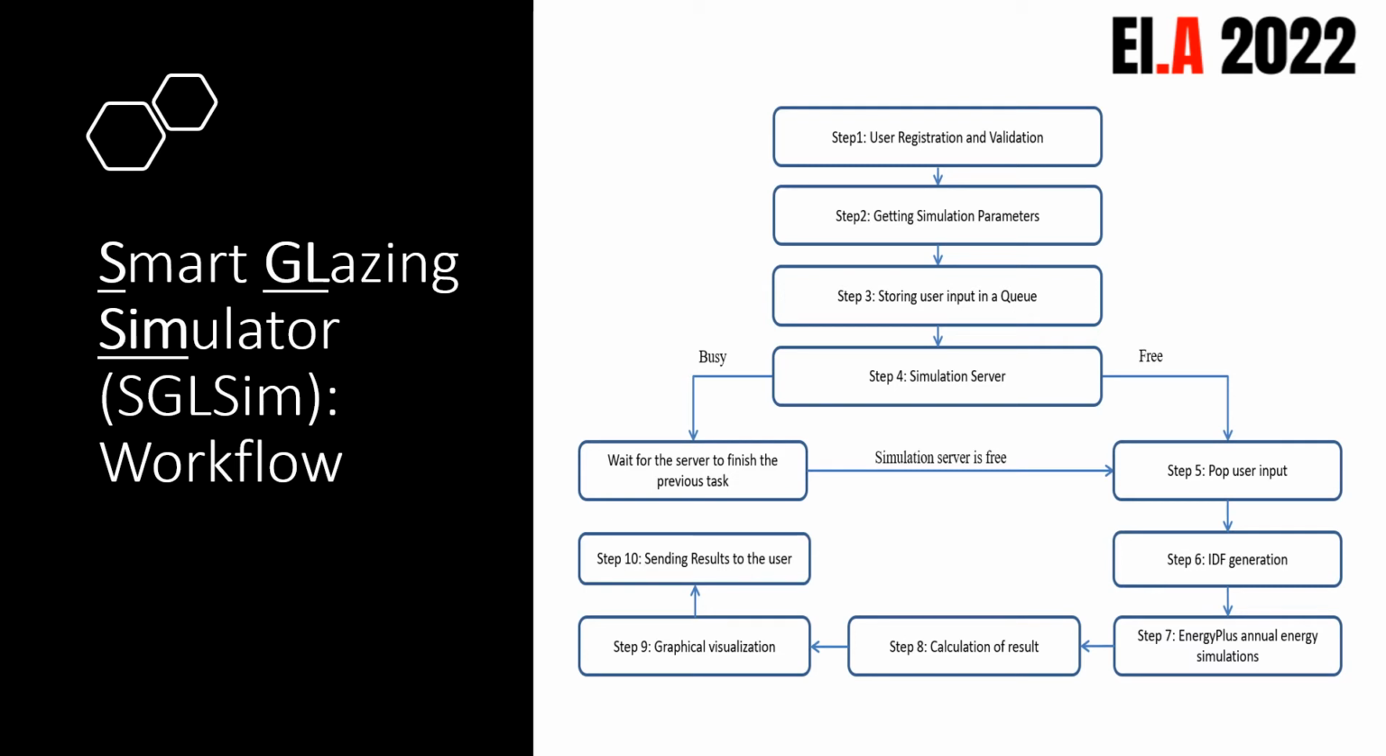After validation, they can input the simulation parameters, which get stored in a task queue. The simulation server, if it is idle, will pop the user input and generate the input data file necessary for EnergyPlus simulations. After generating those files, the simulation server starts performing annual energy simulations. The net annual electricity consumption is extracted from the HTML files generated after each simulation and stored in a list, which is then used to generate graphical visualizations. Finally, the simulation server sends the result back to the user.